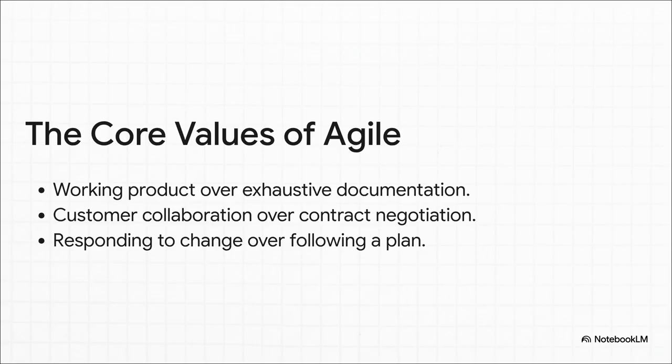I mean, who cares if you have a 500-page manual if the software itself doesn't work? Let's focus on shipping something that delivers value. And instead of fighting with a customer over a contract, let's actually bring them into the team and collaborate. Most important of all, let's just accept reality. Things change. A great team doesn't just blindly follow a plan from a year ago, it adapts.